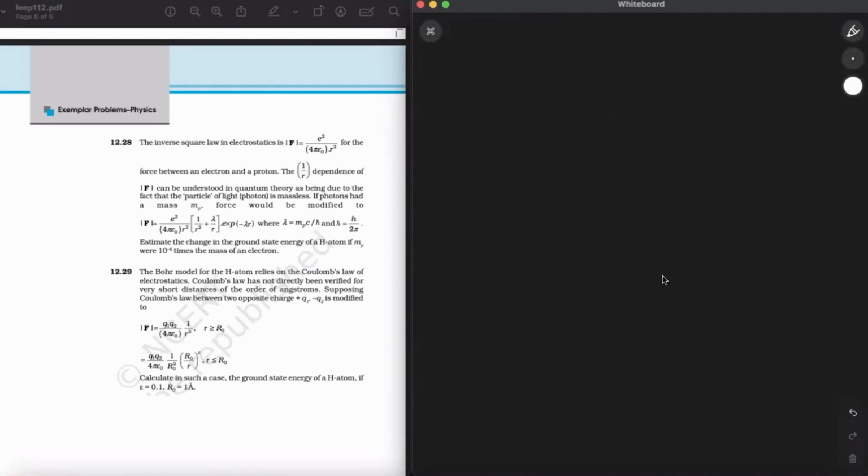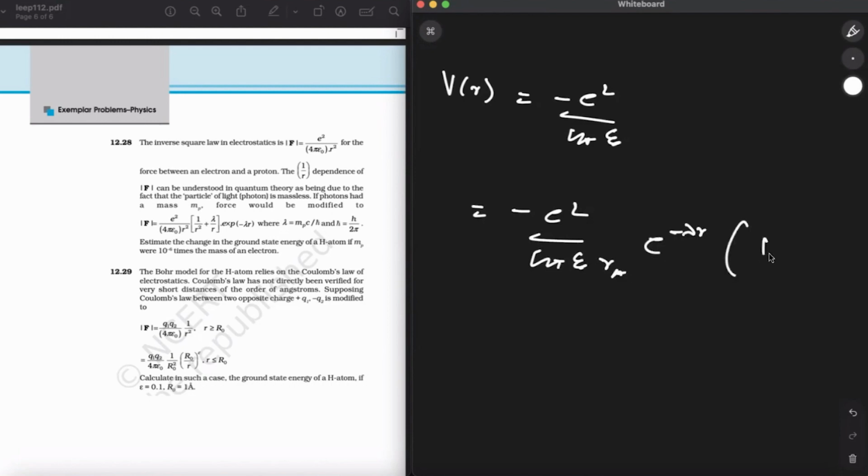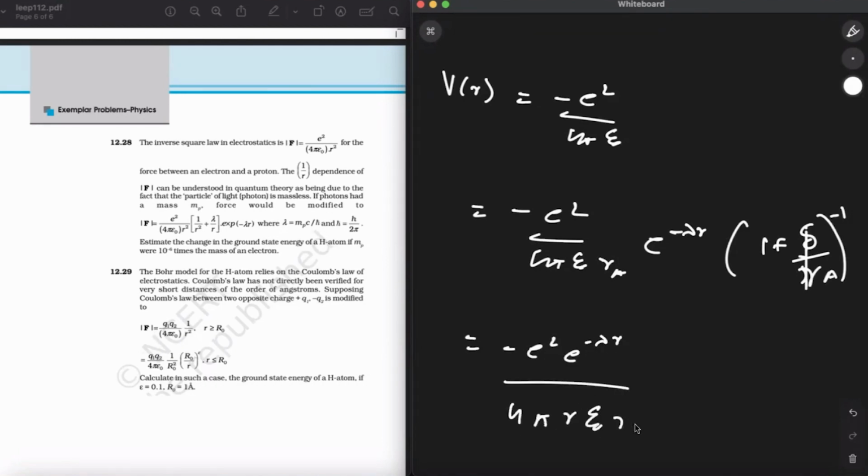Now quickly moving forward, if I consider the potential, V of r will be equal to minus e square upon 4 pi epsilon naught, putting the limiting values over here, minus e square upon 4 pi epsilon naught r a times e to the power minus lambda r, times 1 plus delta upon r a raised to the power of minus 1. Okay, and now I'm going to get minus e square e to the power minus lambda r upon 4 pi epsilon naught r a times 1 minus delta upon r a.